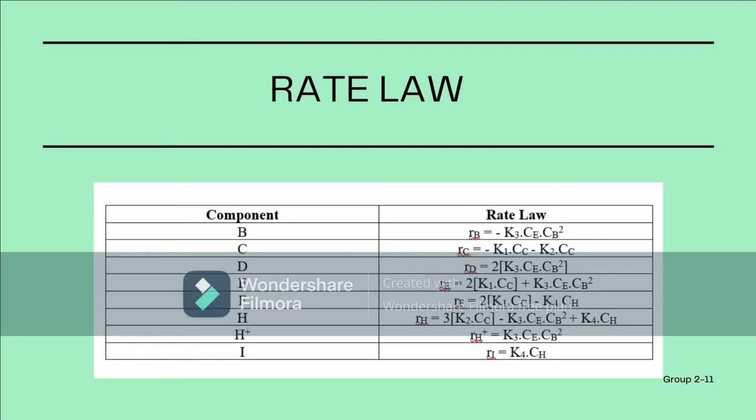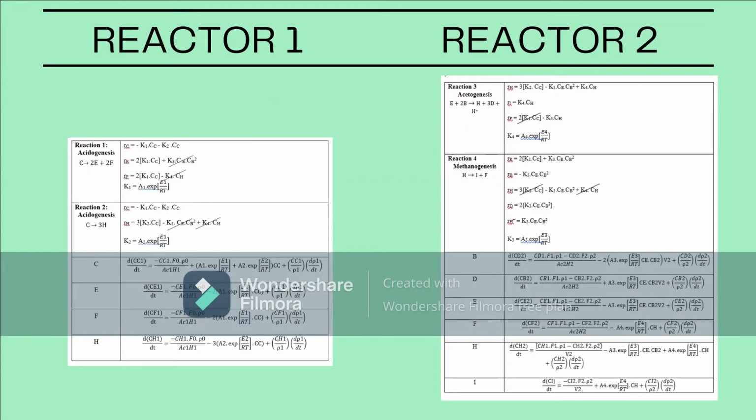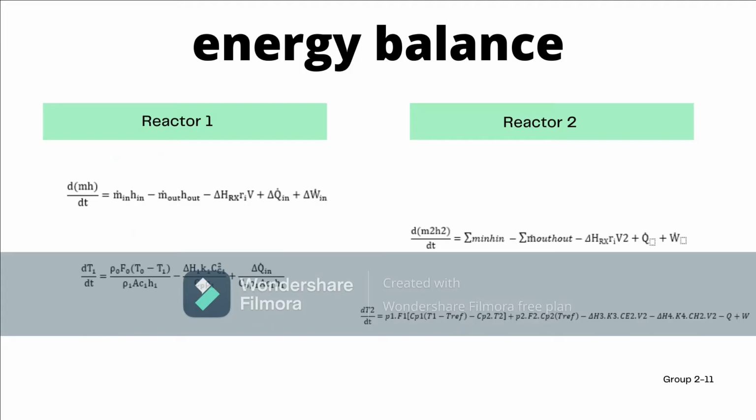The rate laws are as follows for each component in this process. For reactor 1, the reactions of acidogenesis, these are the components' mathematical model, and for reactor 2, for acetogenesis and methanogenesis, these are the mathematical models for the components in that reactor. And the energy balance for reactor 1 is shown here, dT1/dt, and for reactor 2 is as follows, which is dT2/dt.